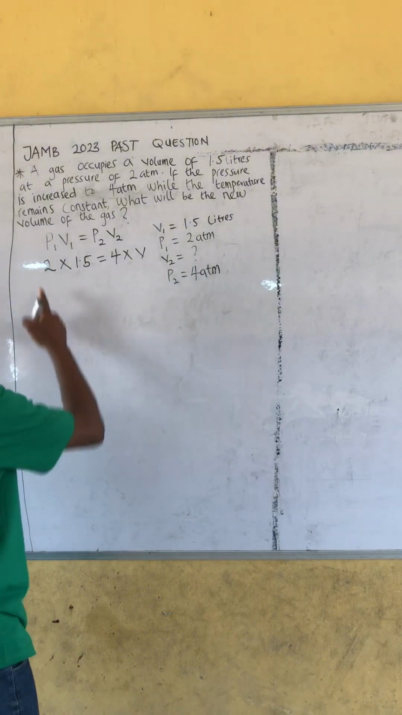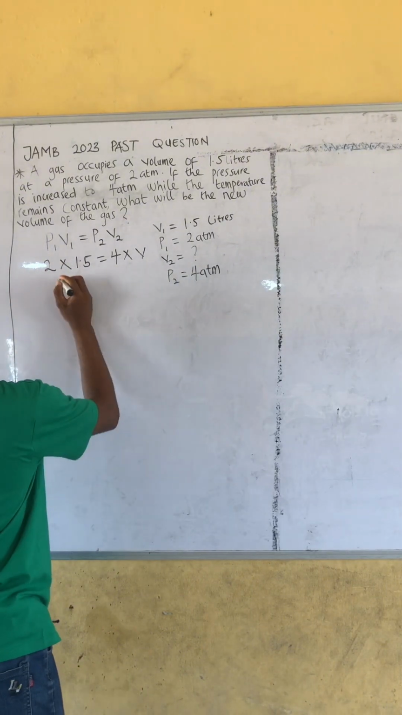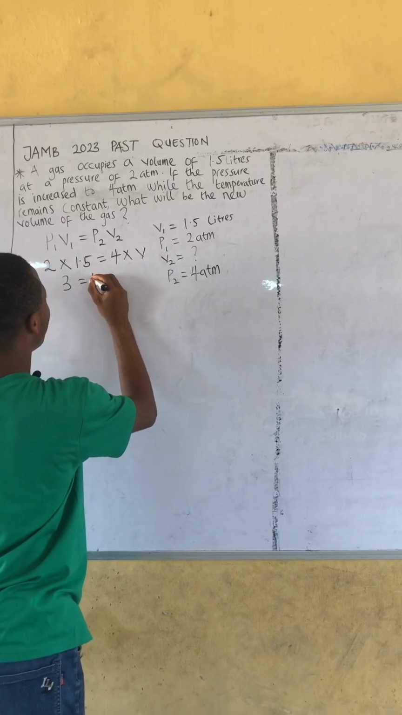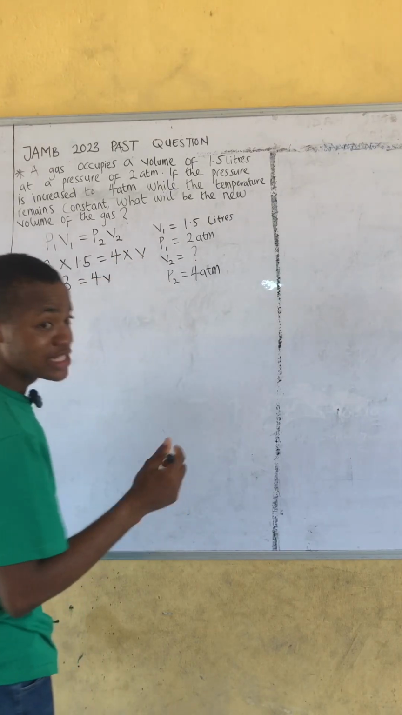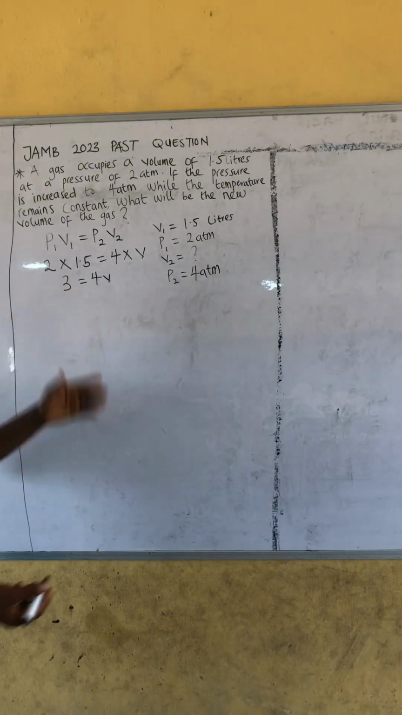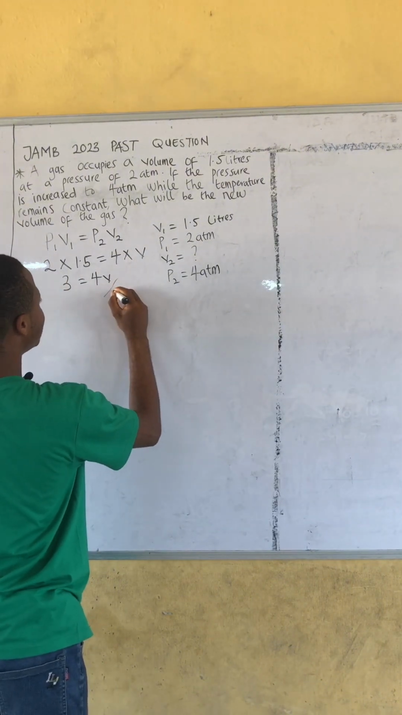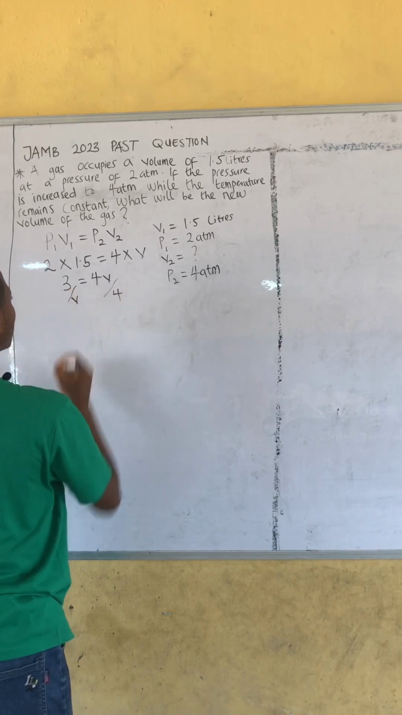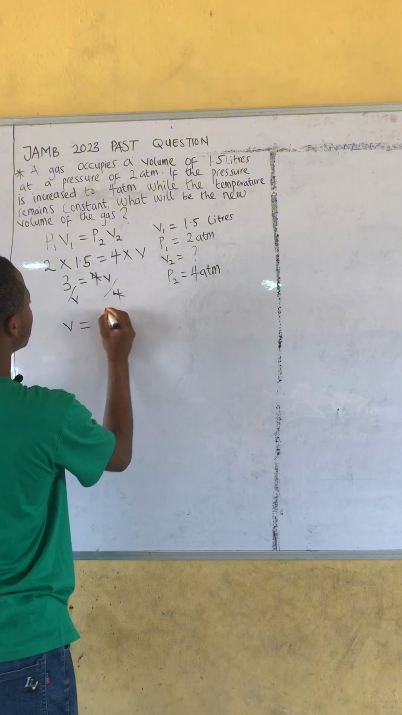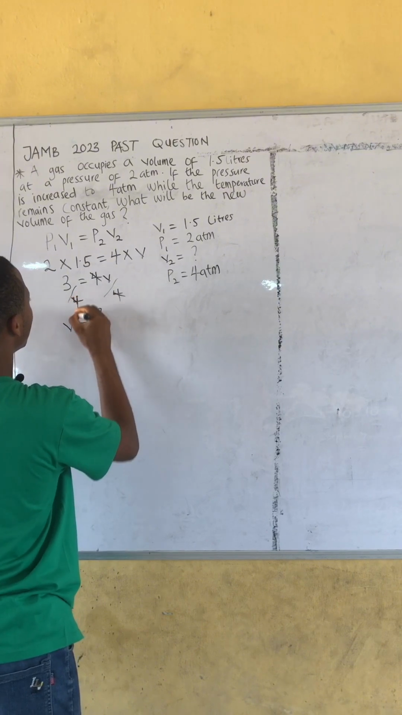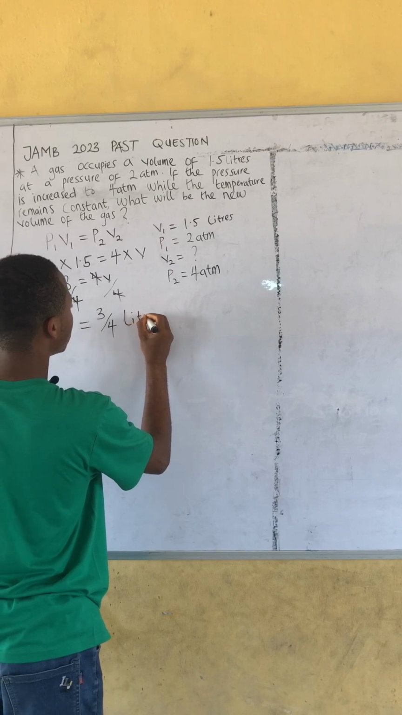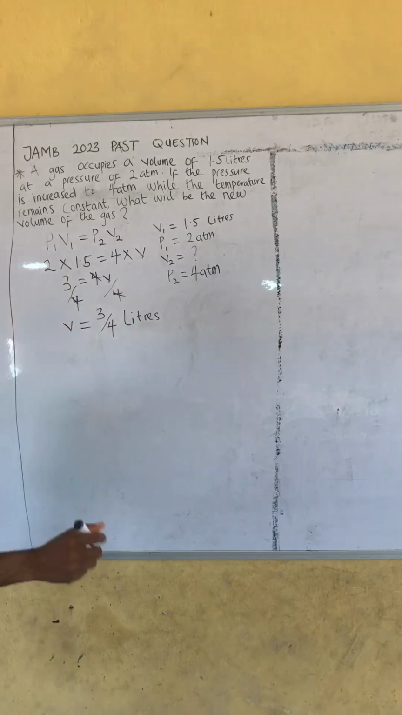So now let us solve it. 2 times 1.5, you can take your calculator out, that will give you 3, is equal to 4 times V, which will give you 4V. Are you getting that? So now we will just divide both sides by 4, for the V to remain on its own. So V will be equal to what? 3 over 4 liters, or 3 over 4 dm³.